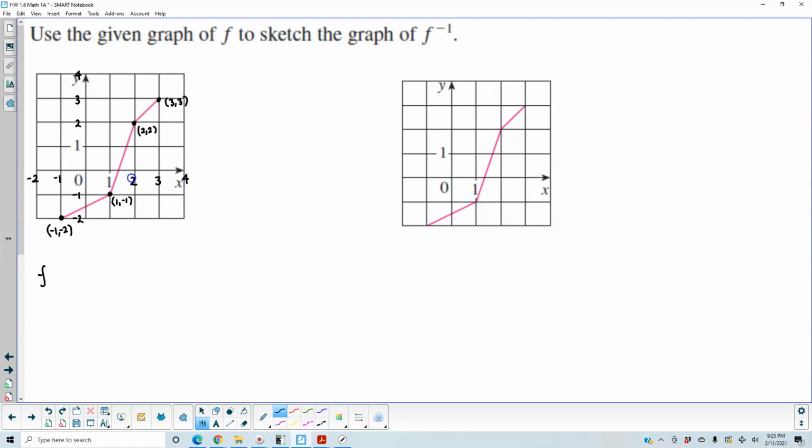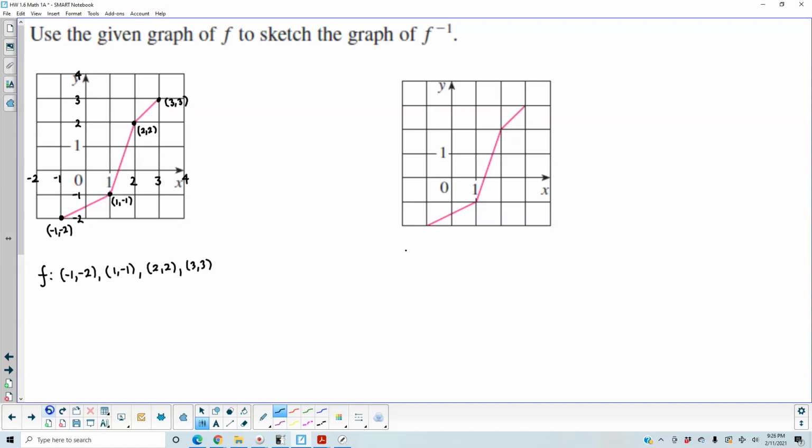So when we look at the function f, these are our ordered pairs: -1, -2, then +1, -1, then 2, 2, and then 3, 3.